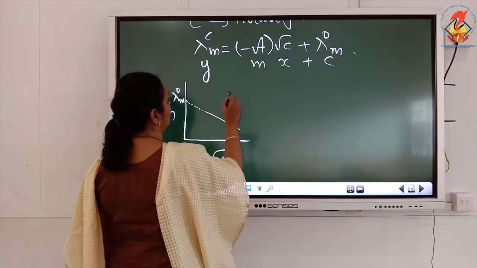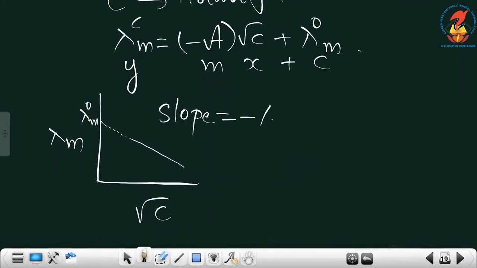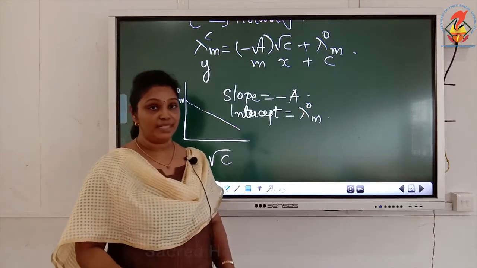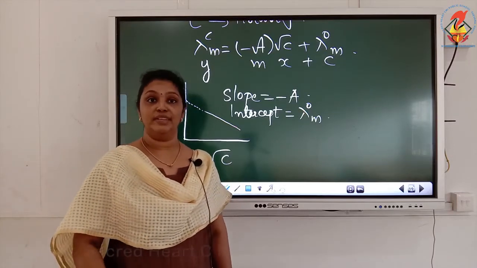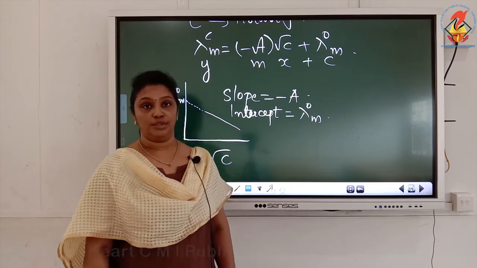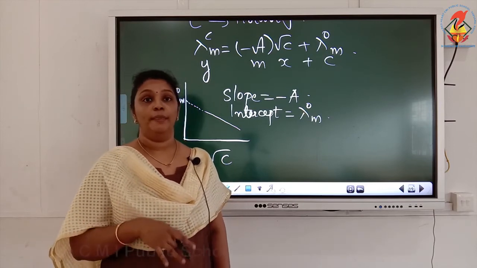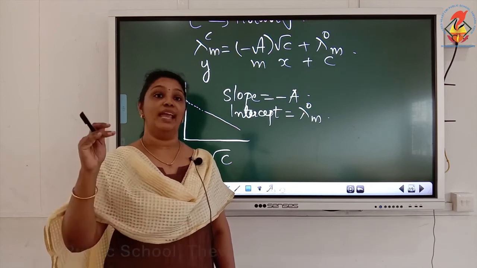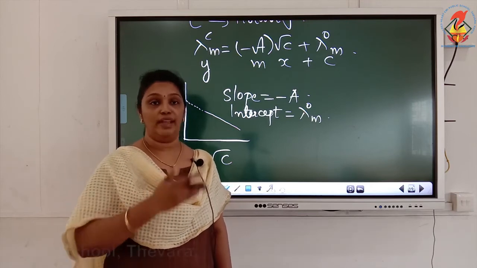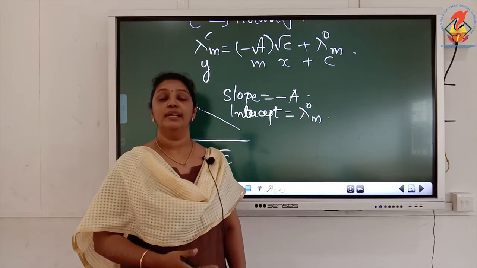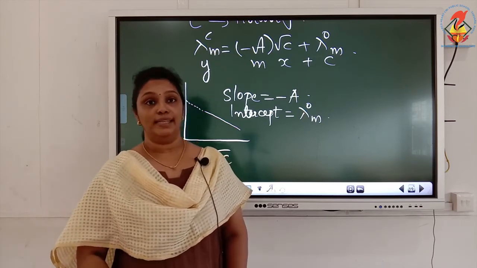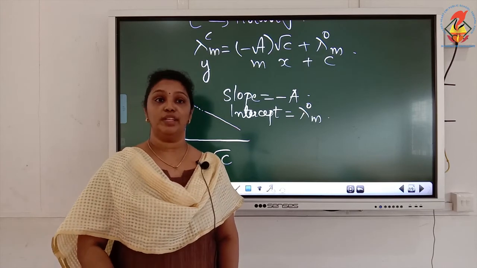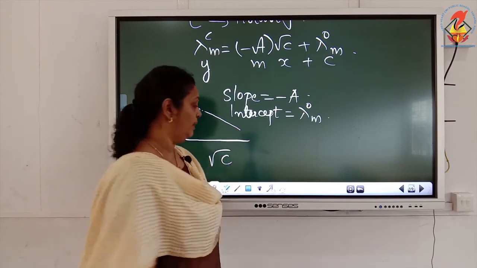Now the slope of this graph is equal to minus A, and the intercept will give the value of lambda naught m. So this is the graph to study the variation of molar conductivity with concentration for a strong electrolyte, and to know the value of limiting molar conductivity, we can extend the graph, and the y-intercept gives the value of lambda naught m. Now let us see the variation of molar conductivity with concentration for a weak electrolyte.